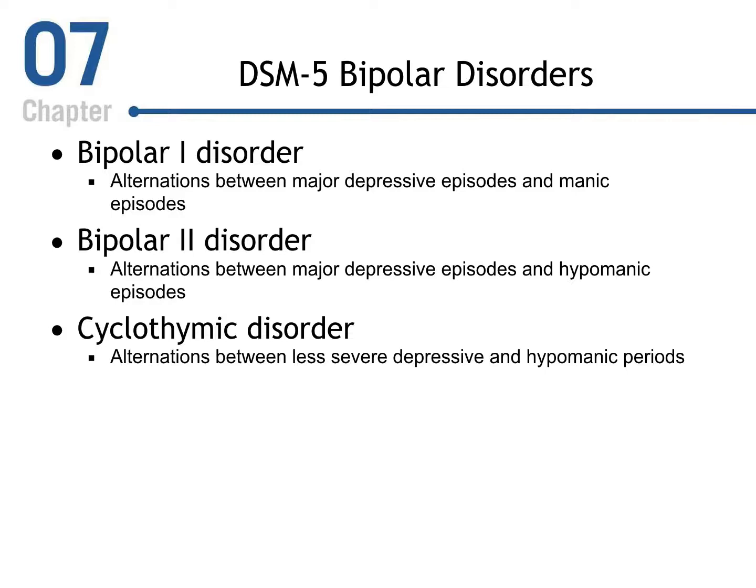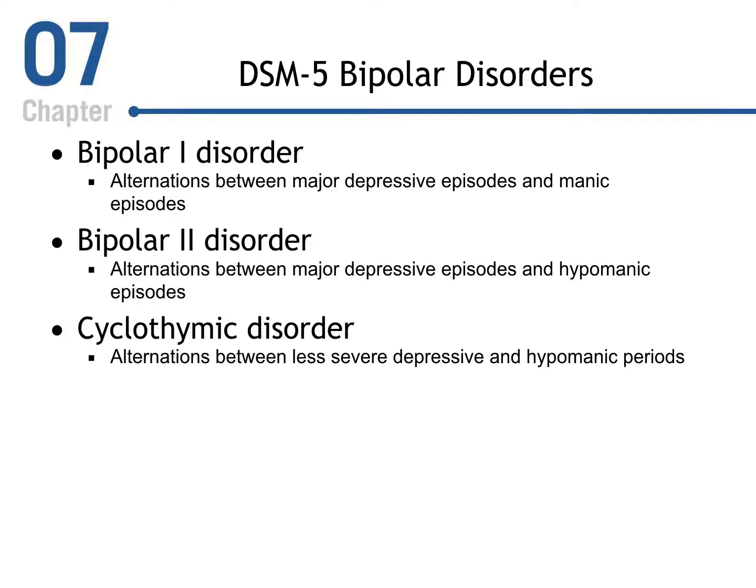So bipolar 1 means that you're alternating between a major depressive episode and a manic episode. If you've ever had a manic episode in your life, then you have bipolar 1, even if all the rest of your episodes have been hypomanic with major depression. If you've ever had a fully manic episode, then you still would get that bipolar 1 disorder diagnosis. Okay, so that means that you have qualified for a major depressive episode and a manic episode.